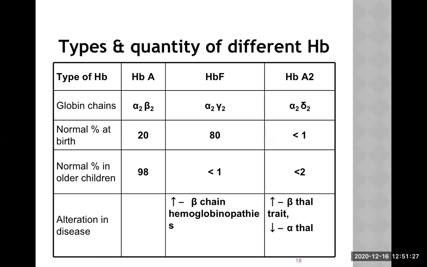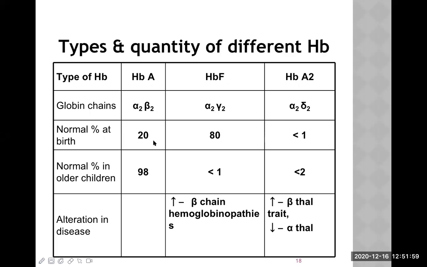So this slide is again telling us the different types of hemoglobin and what globin chains are present in them. So let's quickly go through them. These are the types of hemoglobin we have: hemoglobin A, hemoglobin F, hemoglobin A2. These are the names of the globin chains. So 2 alpha, 2 beta in hemoglobin A, 2 alpha, 2 gamma, hemoglobin F, 2 alpha, 2 delta, hemoglobin A2. You need to remember this.